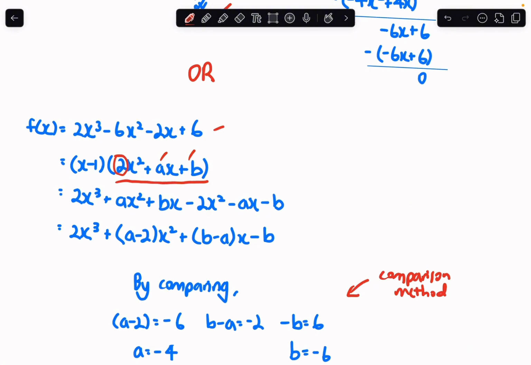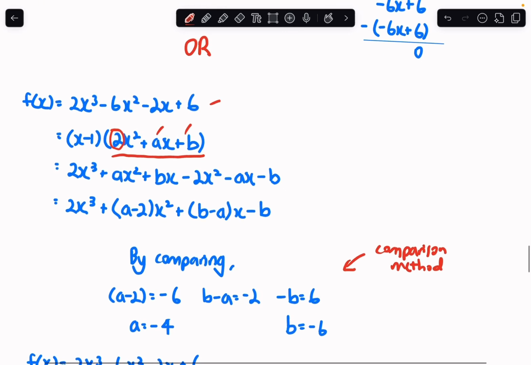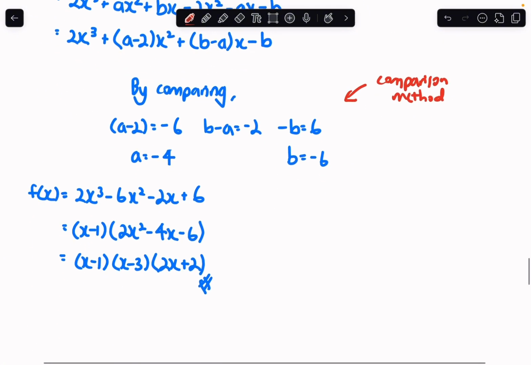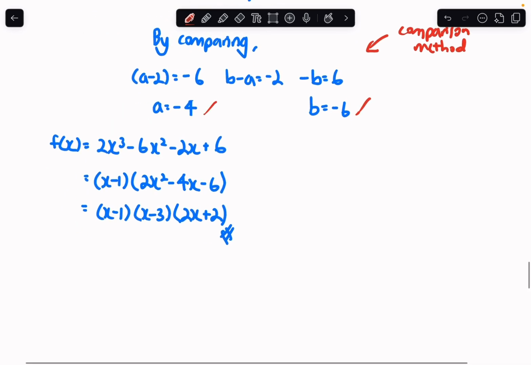will be 2 because it's 2x cubed, right? And what times x will give 2x cubed? The only possible one is 2x squared. So this 2x squared is already known. So we have the unknown ax plus b. Then we just open it up and then compare. After comparing, we'll get both our answers the same. Get to here, then we just press calculator.